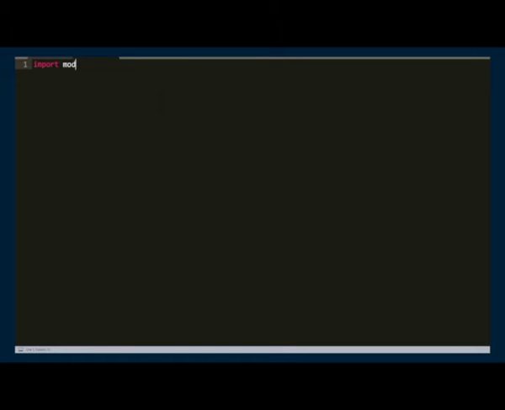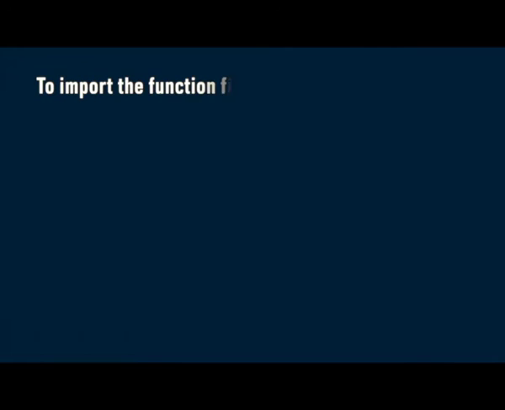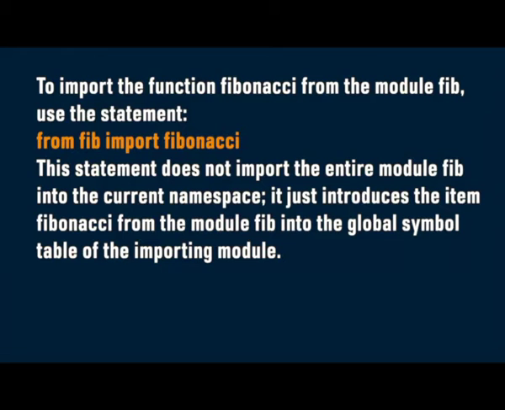Use the keyword from followed by the module name followed by the import keyword, that follows the name of the modules. So, in total: from mod name import name 1, name 2 up to name n. For example, to import the function Fibonacci from the module fib, use the statement from fib import Fibonacci. This statement does not import the entire module fib into the current namespace. It just introduces the item Fibonacci from the module fib into the global symbol table of the importing module.